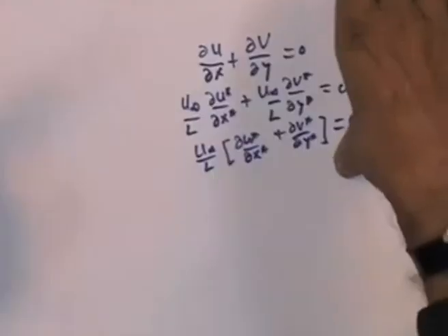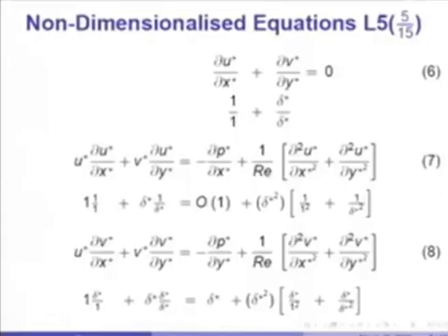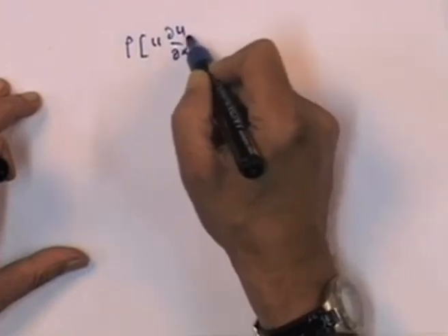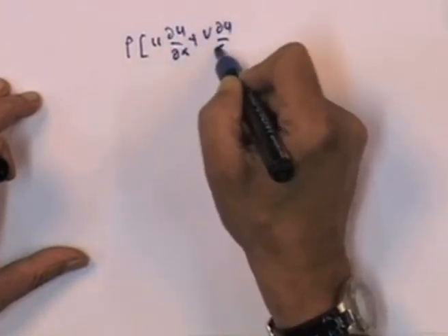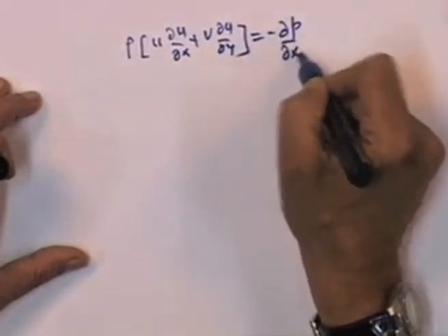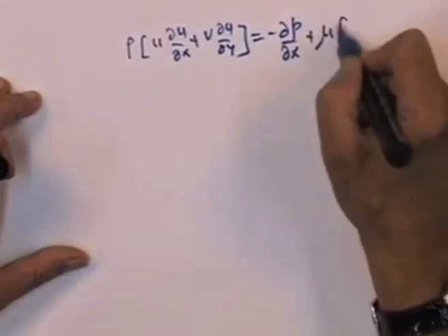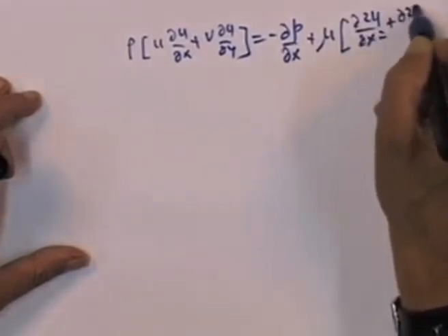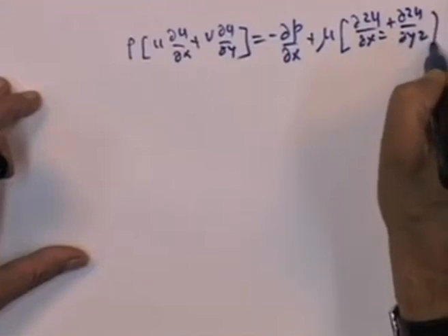Likewise, let us look at the momentum equation. The momentum equation was written as rho times u du by dx plus v du by dy equal to minus dp by dx plus mu times d2u by dx square plus d2u by dy square.